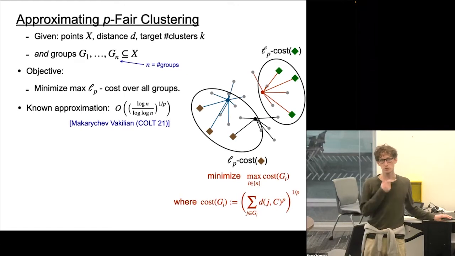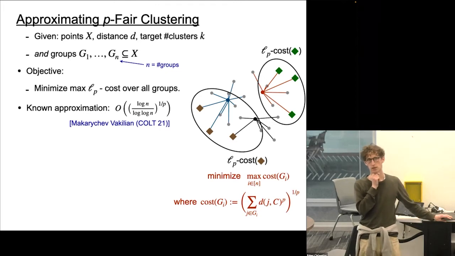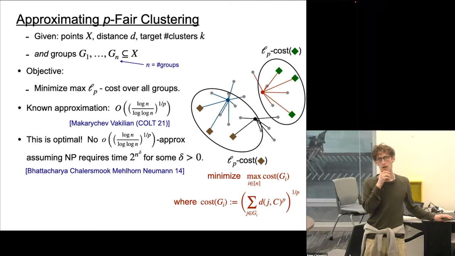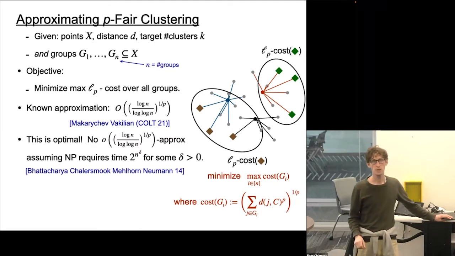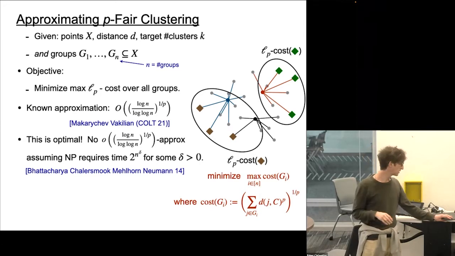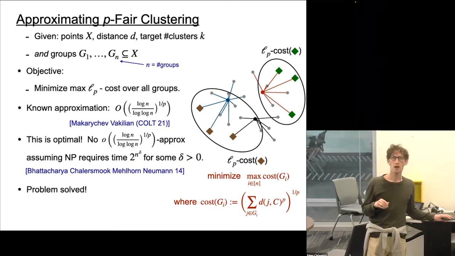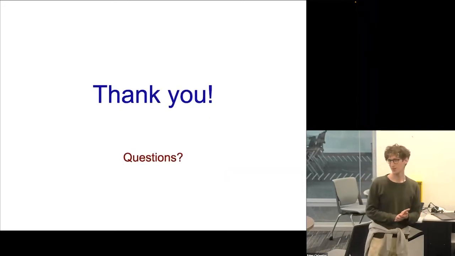Okay, so this is known. There's a recent result of Makarychev and Vakilian, COLT 21, which gives this approximation for any p. This approximation is also known to be optimal unless NP is solvable in sub-exponential time. So that's it, the problem is solved. Thank you for coming to my talk.